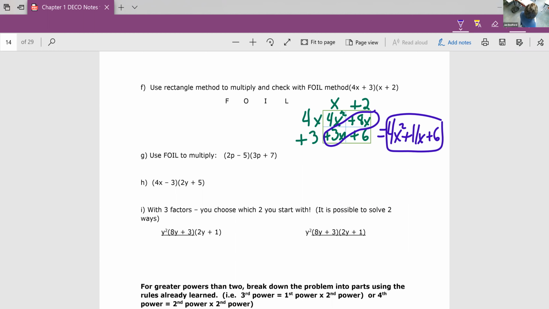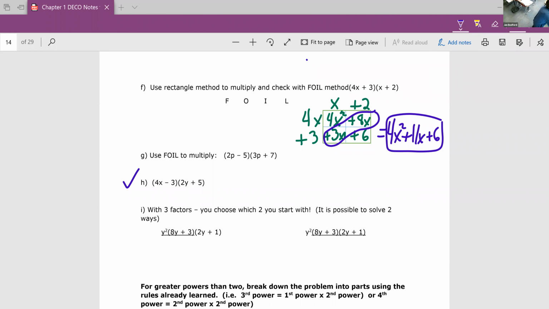Not that you have to use the box, but you have to be able to multiply these together. So let's just do this one. I want you guys to work on it. I'm going to walk around, take a peek at what you're doing.